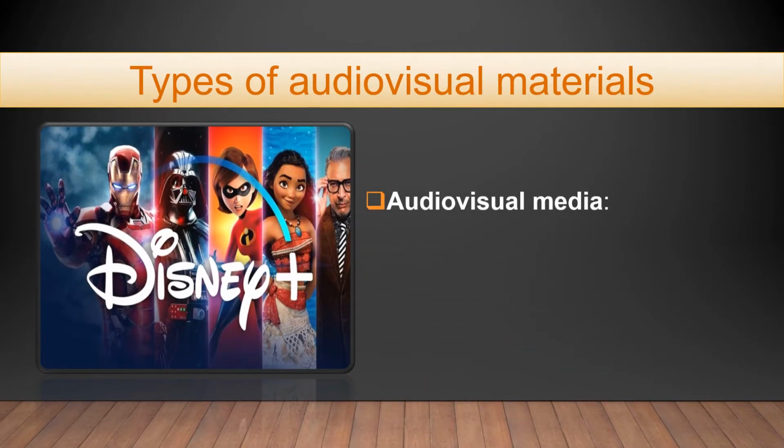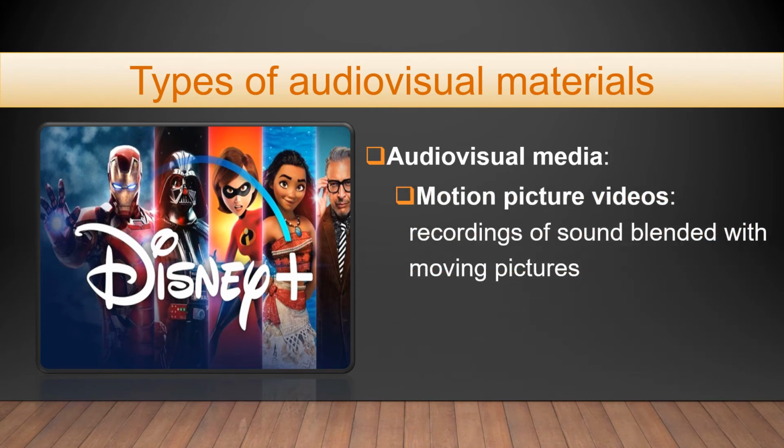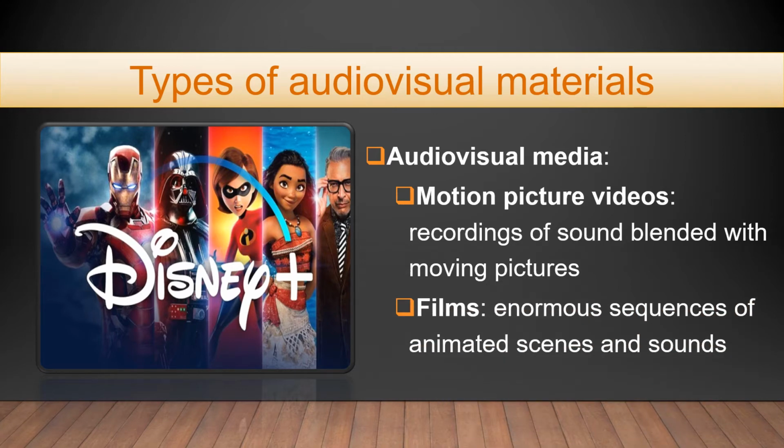And we have audiovisual media. Motion picture videos, recordings of sound blended with moving pictures. Films, and enormous sequences of animated scenes and sounds.